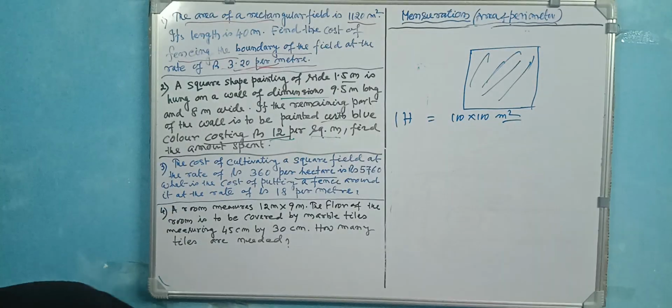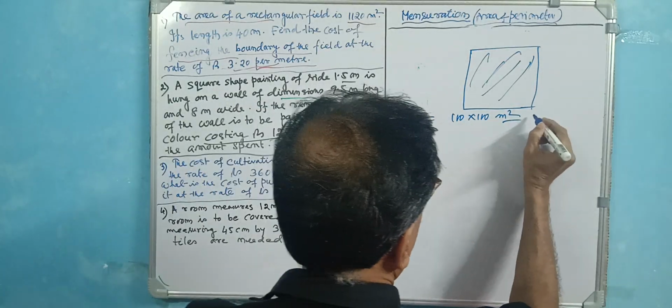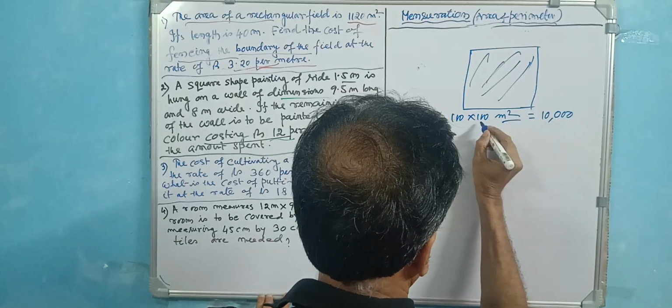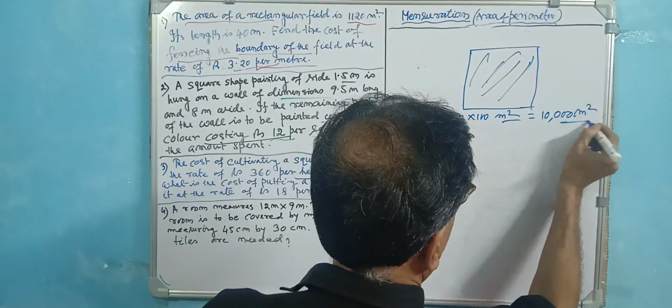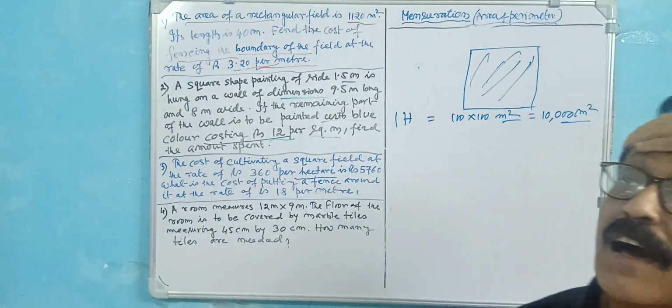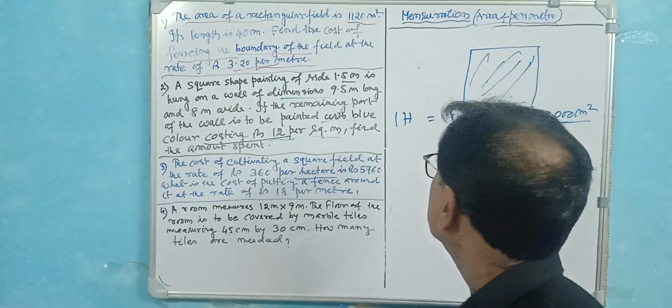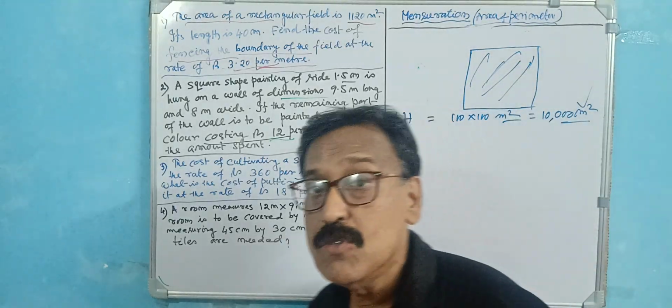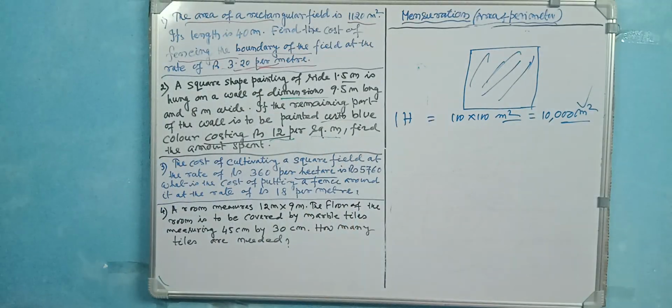That is a very important thing. That means here it is actually 10,000. This is the main thing, 1 hectare. You just remember or learn the conversion. 1 hectare means this many meter square. That means actually the area. So hectare is the unit of area.